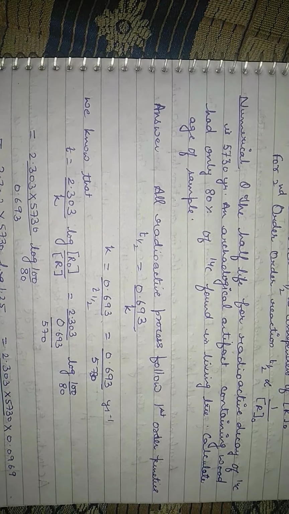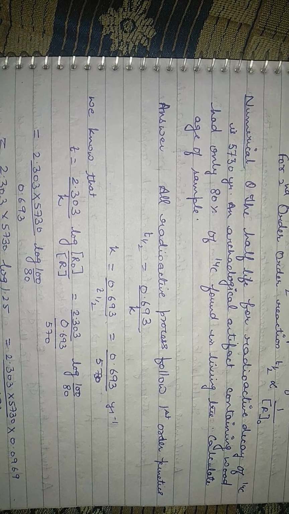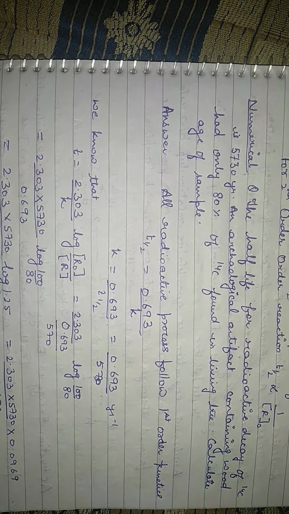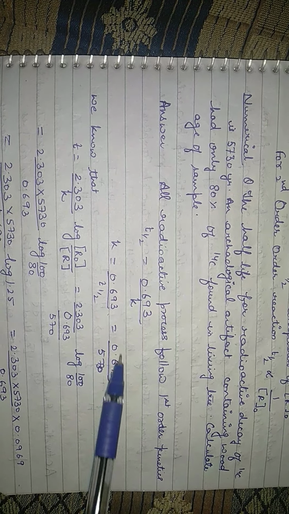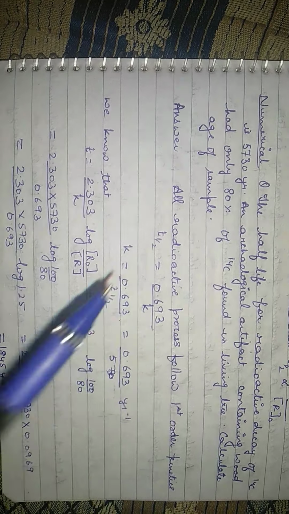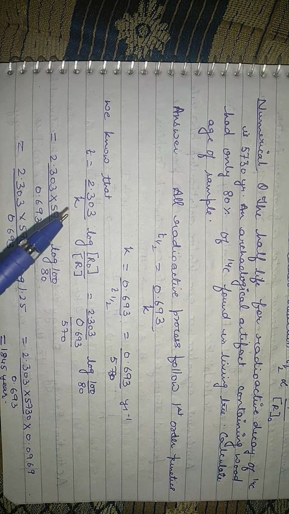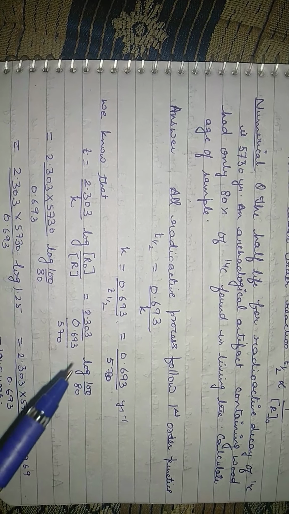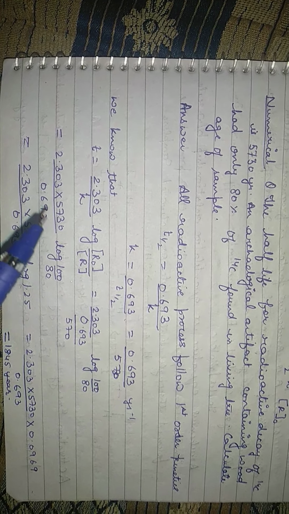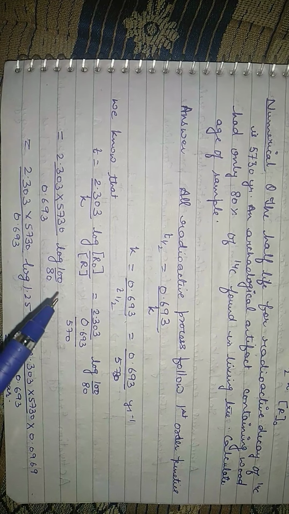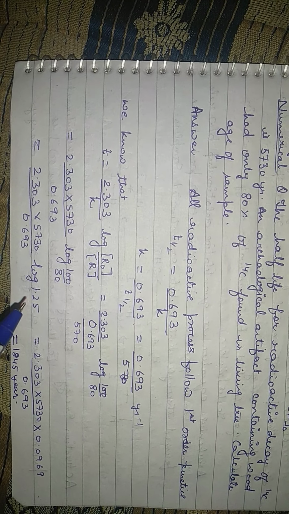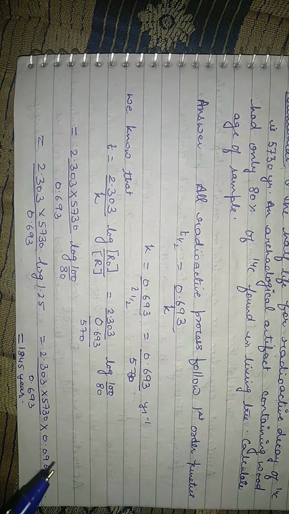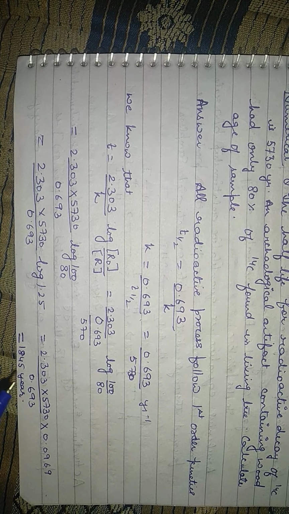We know that T half is, as I described above, T half is equal to 0.693 upon K. So K is equal to 0.693 upon T half. Here the half-life is given, 5730. So from here we can calculate the value of K. Now we know T is equal to 2.303 upon K log R0 over R. So here we have to put the values. Log 100 over 80 is 1.25, and the value of log 1.25 is 0.0969. Once we calculate this, we get the answer 1845.